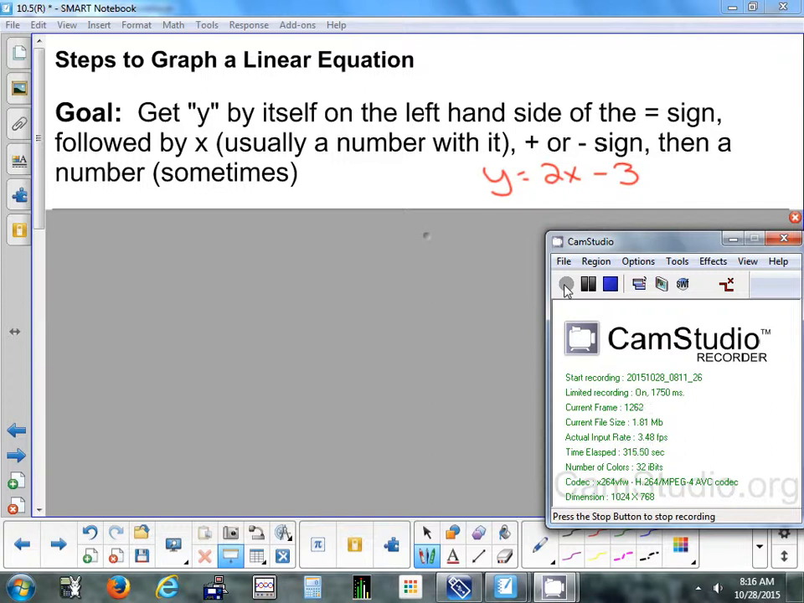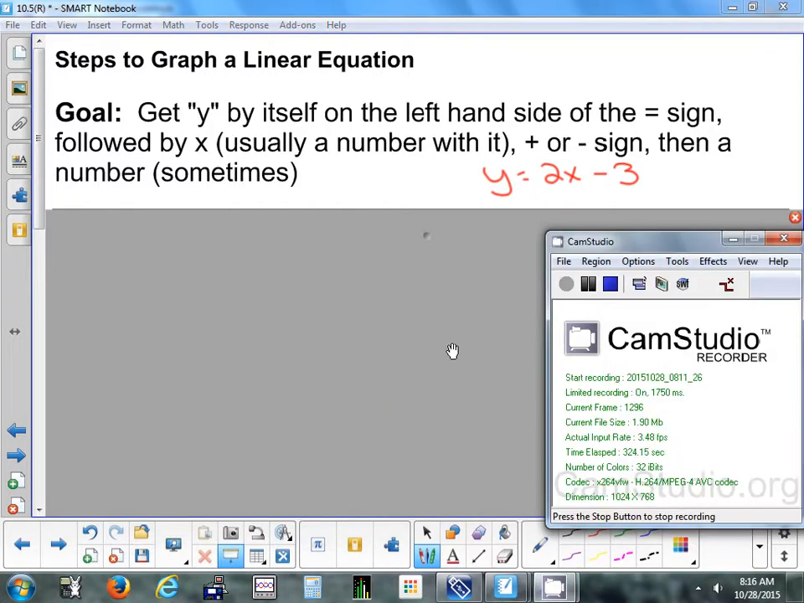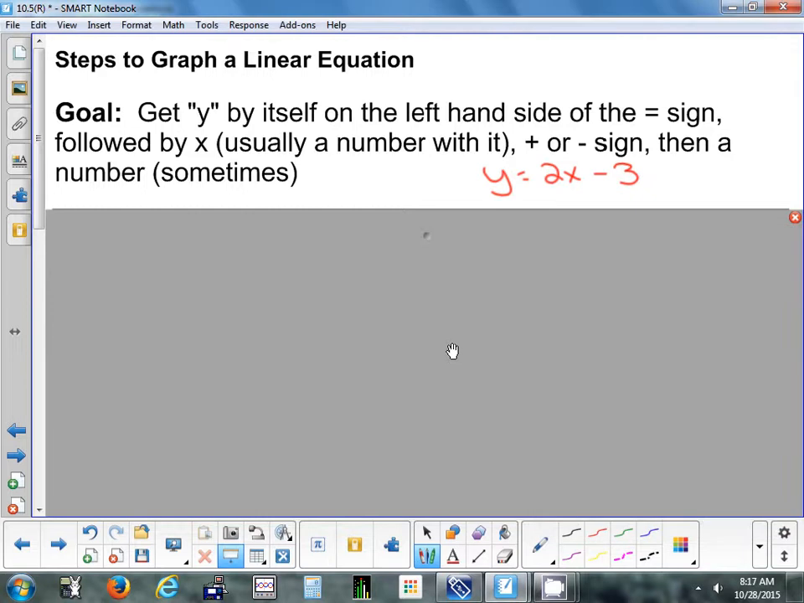There might be a couple exceptions. Sometimes there's special cases, and we want to talk about that at the end of notes today, where you might just have y, the equal sign, and then just an x. Or you might have y, equal sign, and just plus or minus a number, right? But most of the time, in most cases, we're going to want it like that. And like I said, when we get to the end of our notes, we're going to talk about those special cases and how you graph them. So y, equal sign, x, plus or minus, and then a number. That's the order you want to follow.